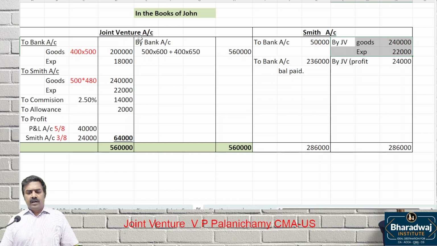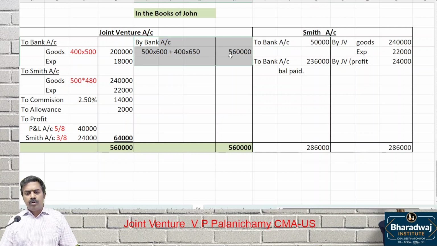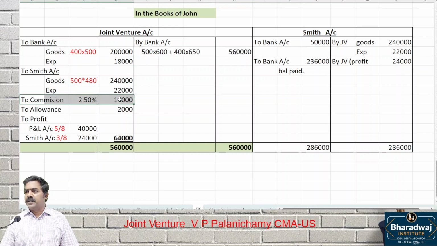Then, who sells? Okay, we pay in advance money. Smith account debit to bank account. How much advance money is paid? 50,000. Who sold it? Is it Smith selling or John selling? John selling. We are selling. So by bank account, 5,60,000. Then commission percentage? 2.5% belongs to us. Allowance belongs to us. Profit.